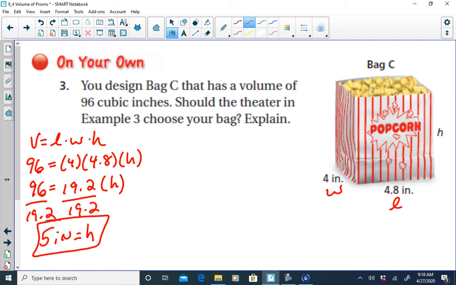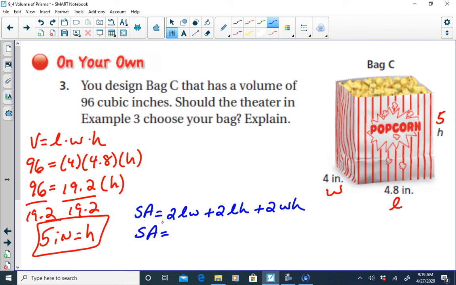And we wind up with an h of 5 inches. So now we have a bag that has the same volume, still 96 cubic inches, so we'll still be able to hold the same amount of popcorn, but now we have 5 for our height, 4 for our width, and 4.8 for our length. So let's find how much paper that bag will use with those dimensions. So surface area is going to be equal to 2 times length times width plus 2 times length times height plus 2 times width times height.